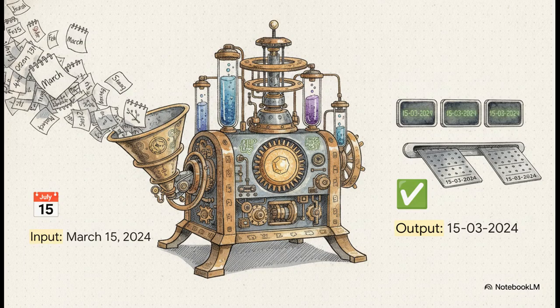We want to convert text dates into a strict numeric format. By explicitly showing the model that March 15, 2024 needs to become 15/03/2024 and December 1, 2023 becomes 01/12/2023, the LLM immediately locks onto the pattern. Then, when you throw April 7, 2024 at it, it knows exactly what to do. No more hallucinations, just precise, perfectly formatted data.